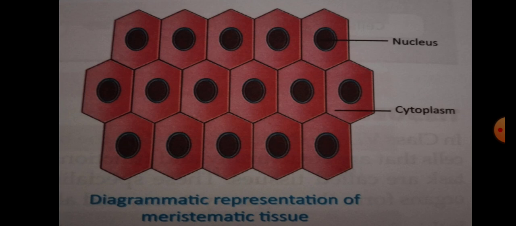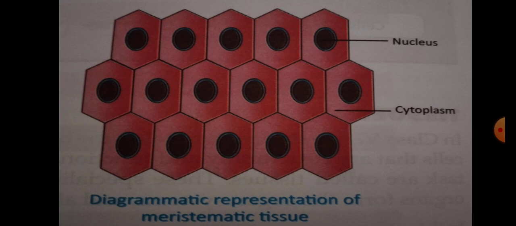Mainly they are oval or round in shape. They are always living and thin walled. They are rich in cytoplasm, as you can see here in the diagram. They have a large nucleus. So these are the characteristics of meristematic tissue.